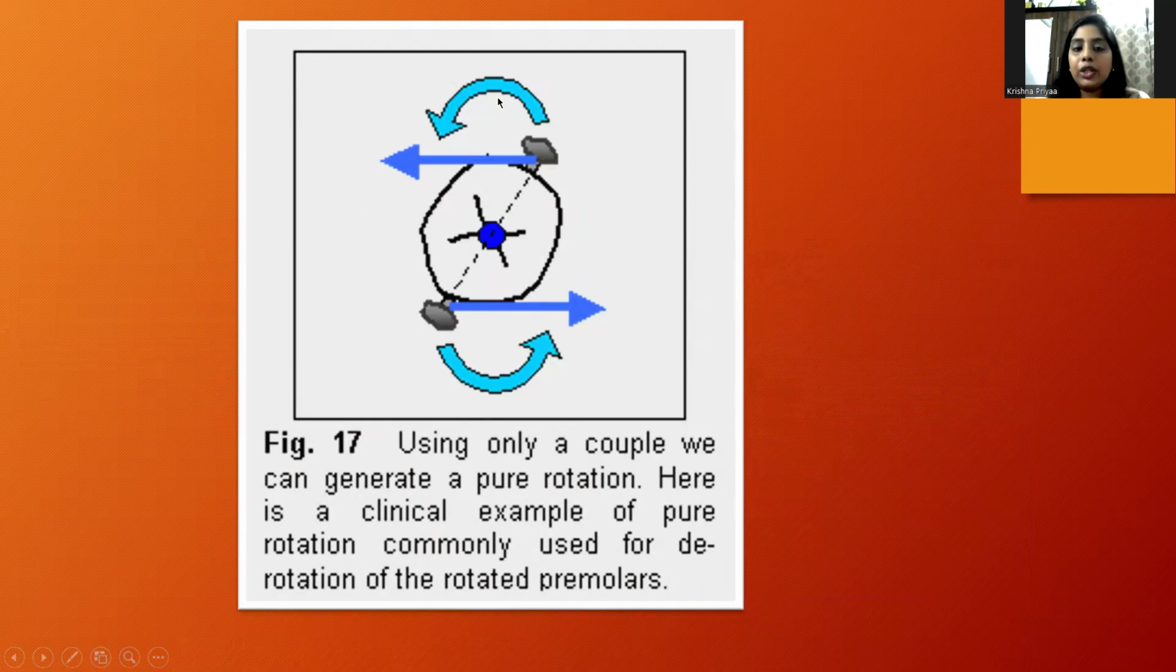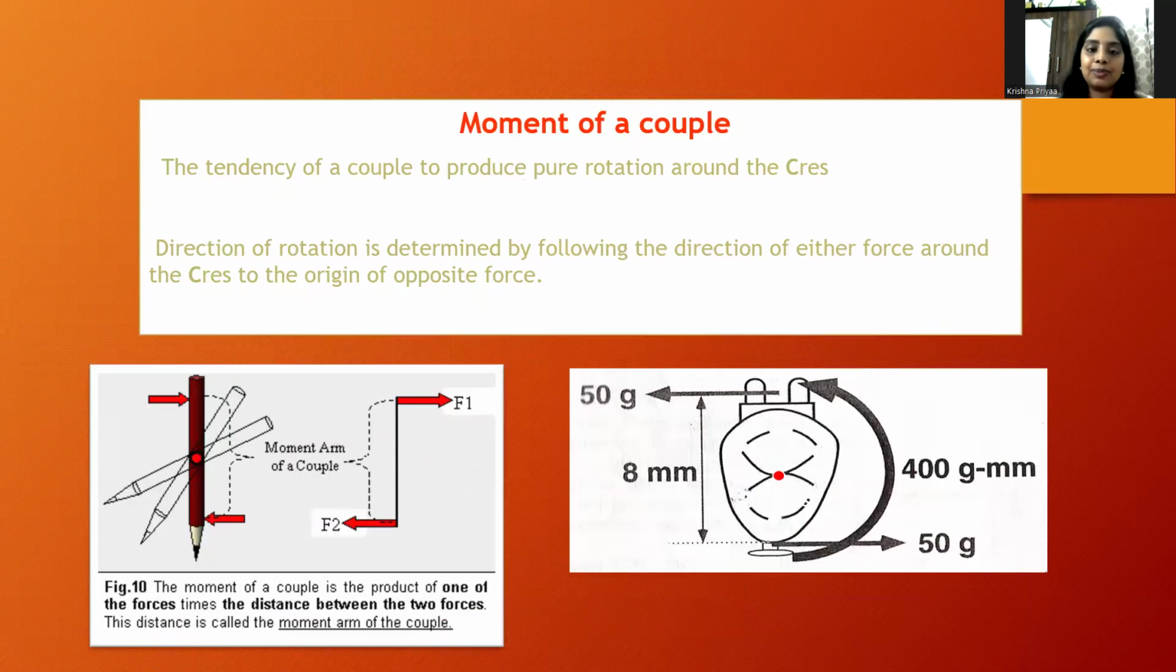See, when you take a tooth, basically it is rotated, and how to correct it? You give a button here and here. You give this button and put a force onto it in this direction. Same in the opposite direction. What happens? Both these forces will make sure it moves in the same direction and thereby correcting the rotation of the tooth. So this is how a couple works.